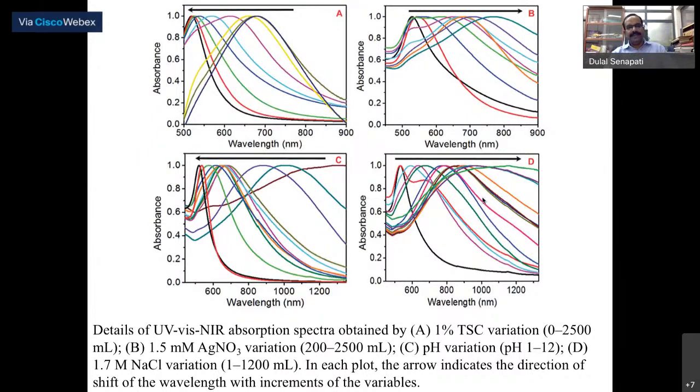Not only that, varying the concentration of TSC also shows variation.